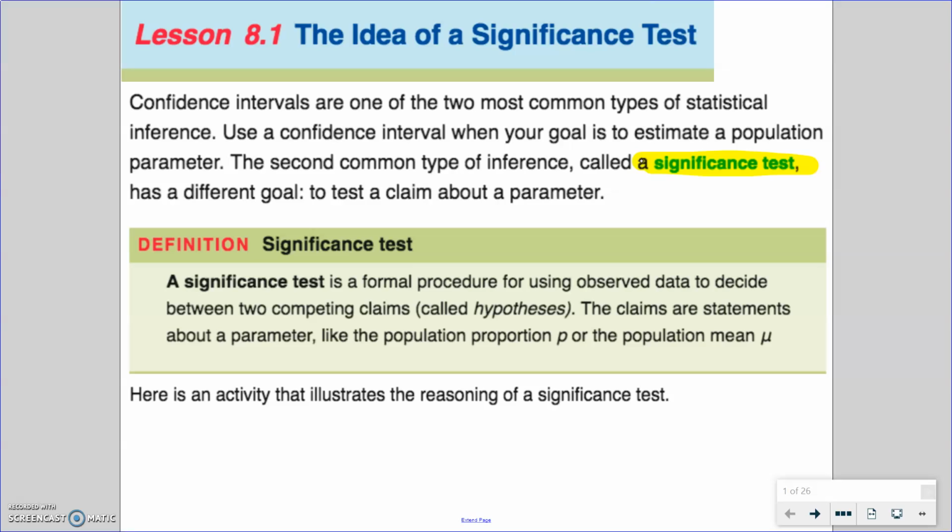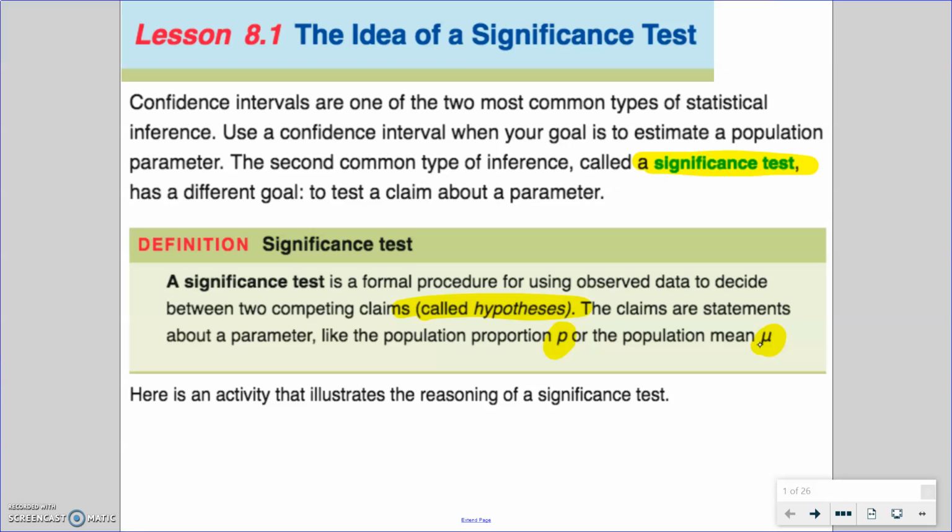Basically, this is trying to test a claim about a parameter. The way I think of it, confidence intervals were: take a small sample and use that to predict the population parameter. A significance test is more like there's already a population parameter out there and we're trying to disprove it, sort of, is the way I think of it, okay? So a significance test is a formal procedure for using observed data to decide between two competing claims called hypotheses, okay? So basically we're talking about p and also mu, okay?